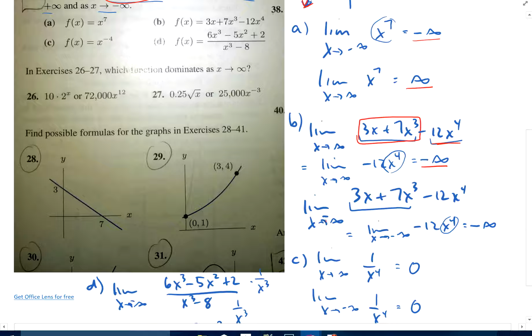Same thing for negative infinity. These don't matter. Negative 12 down here times a positive number, because negative big number to the 4th is positive, times negative is still negative infinity. C.